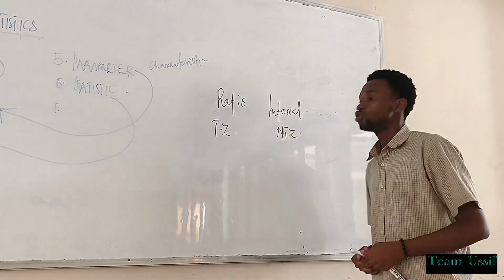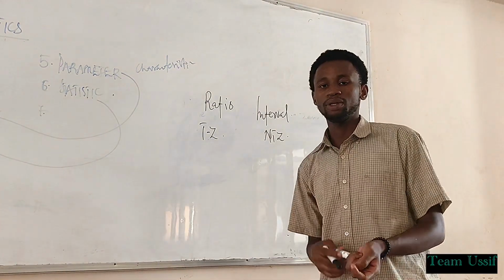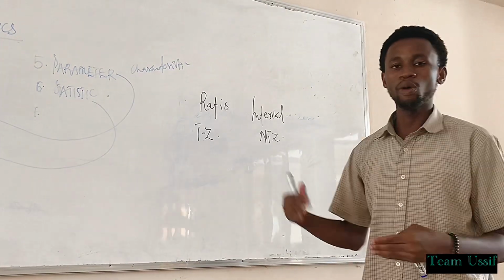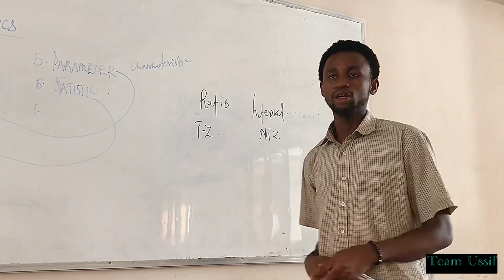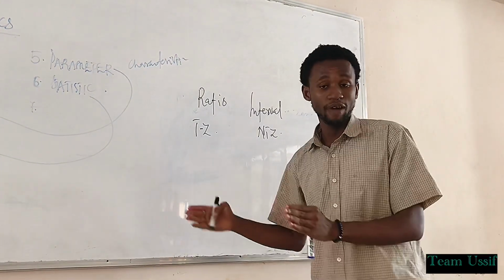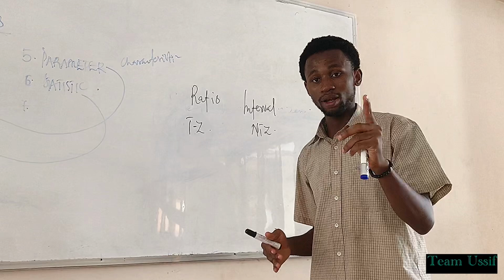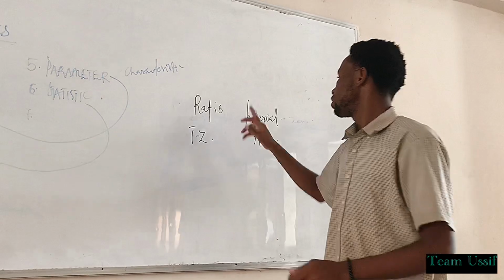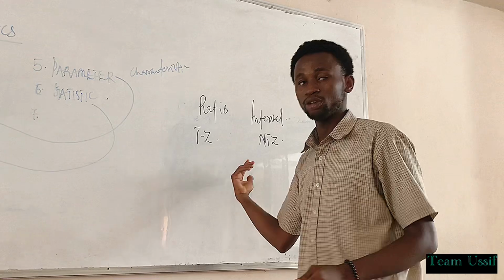Okay, so I'll explain. Basically, the overview of the ratio and interval is that they are scales of measurement that have equal differences between the measurements. You understand? So we can have 1.5, 2.5, 3.5, 4.5, 5.5. The difference between 1.5 and 2.5 is 1. The difference between 2.5 and 3.5 is 1. So the ratio and interval follow the same suit, but the only difference is that one has a true zero and one has no true zero.